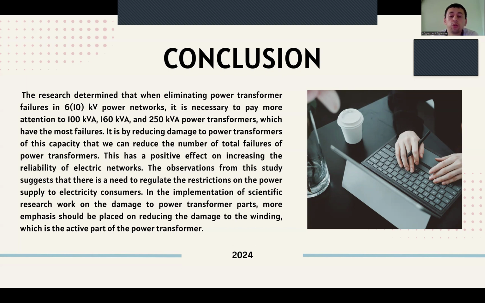It is by reducing damage to power transformers of this capacity that we can reduce the number of total failures of power transformers. This has a positive effect on increasing the reliability of the electrical network. The observation from this study suggests that there is a need to regulate the restriction on the power supply to electrical consumers. In scientific research on the damage to power transformer parts, more emphasis should be placed on reducing the damage to the winding, which is the active part of the power transformer.